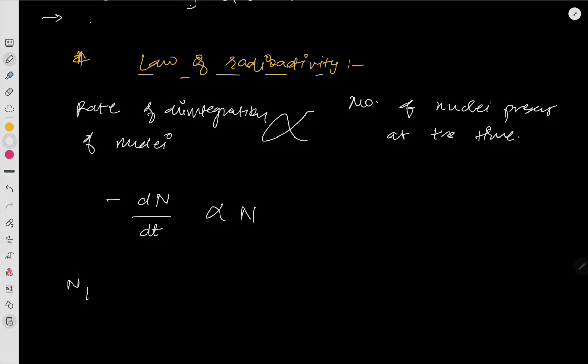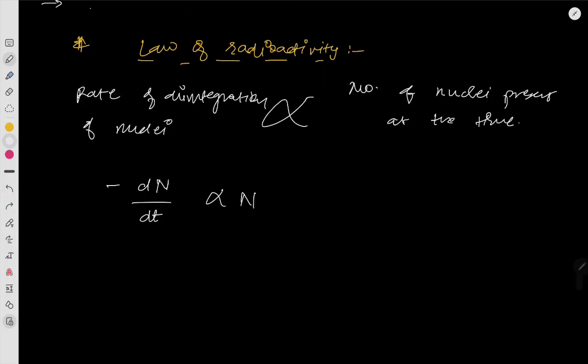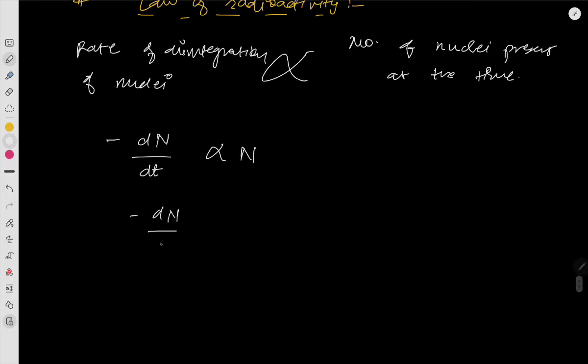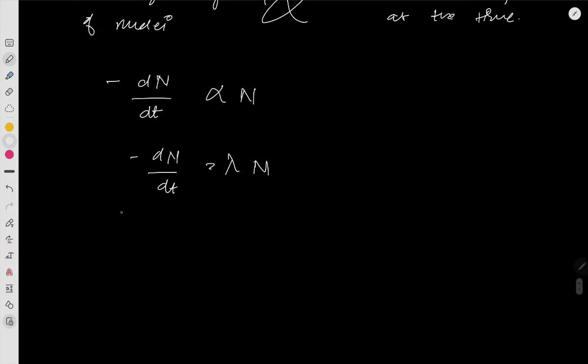That would be N final minus N initial. The final ones would be less, hence delta N would be negative. So we add a minus sign by default in differentiation according to that rule. Now minus dN by dt equals lambda times N. And what is lambda? This is a proportionality constant called the decay constant. It is a material dependent quantity.